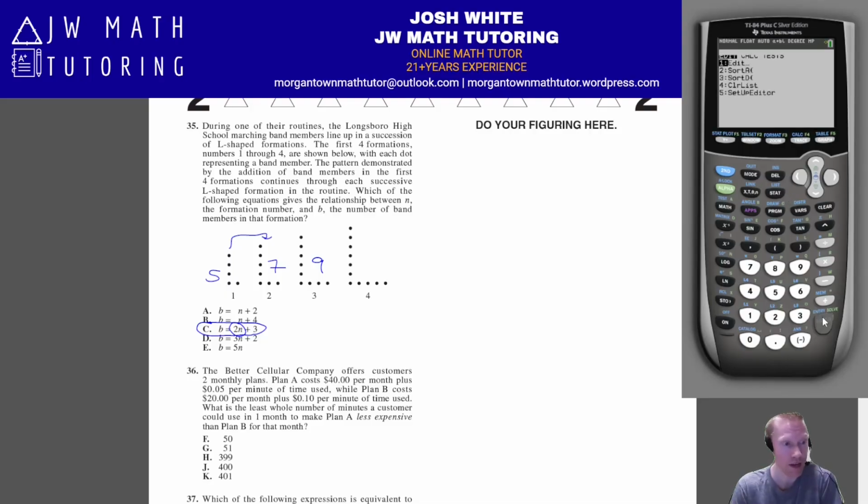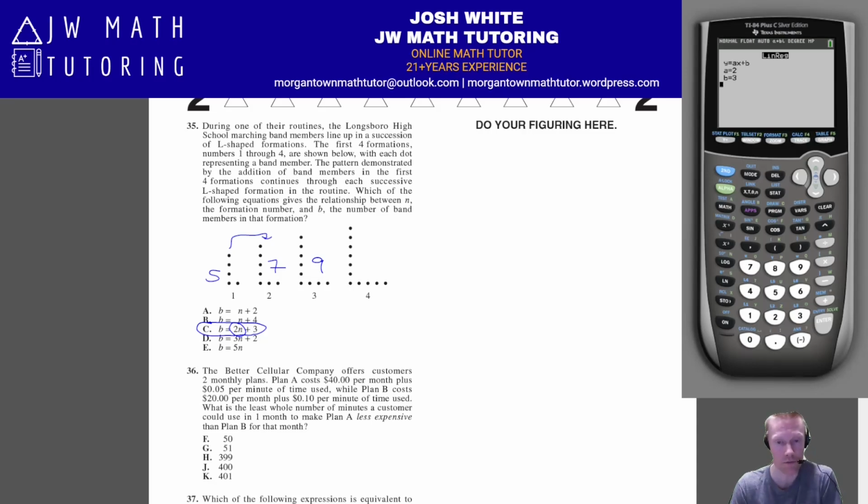So for example, we go to the stat menu, we go to edit. Now, our x values are going to be the n's, which is the 1, 2, 3, 4. So notice I've got 1, which corresponds to a y value of 5, the number of band members. And then I have 2 for n, the formation number, corresponding to 7 for the number of band members. Then we go back to the stat menu, go down to the LinReg function, and calculate. Okay, so we got 2 for the slope, or m, and we got 3 for the y-intercept b.